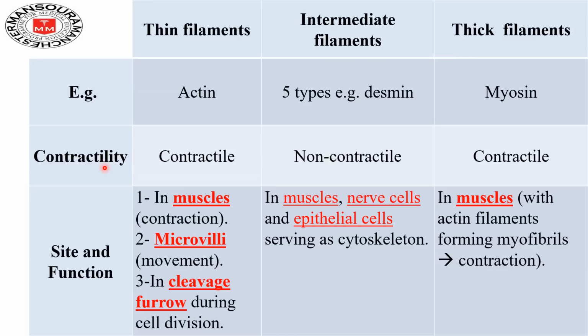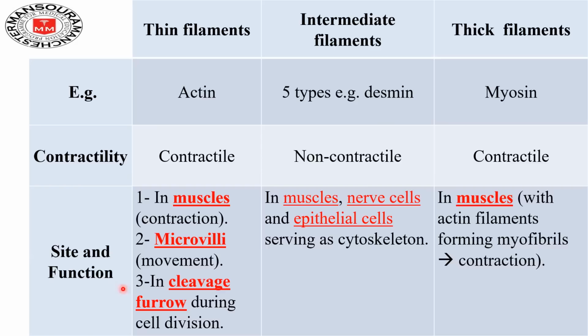The second point is the contractility, whether the filament is contractile or not. Actually, thin and thick are contractile. So both could be found in the muscle, and they share in the capability of the muscle to contract. So thin filament and thick filament are contractile filaments and are seen in the muscle. While intermediate filaments are non-contractile, so they are not sharing in muscle contraction.